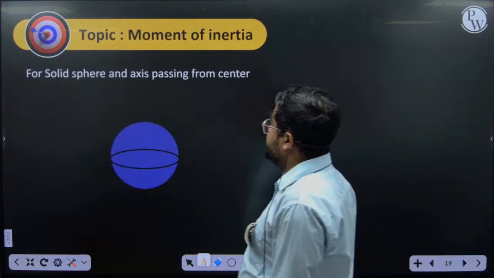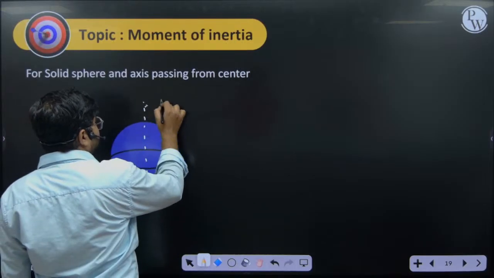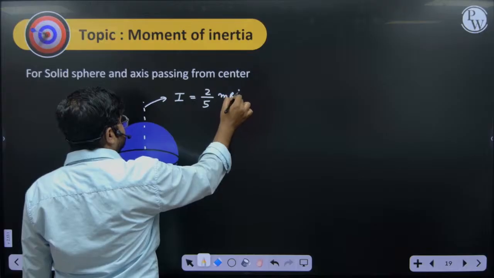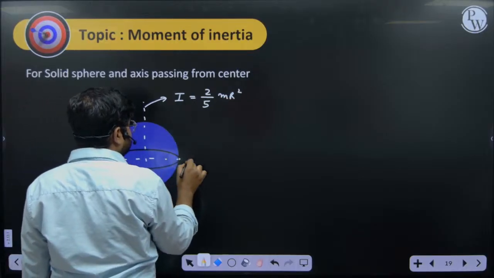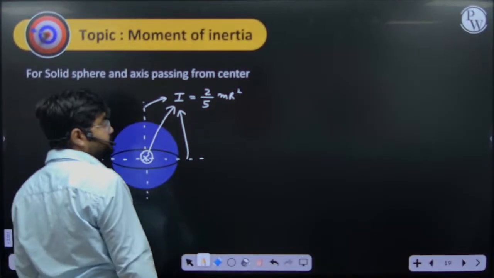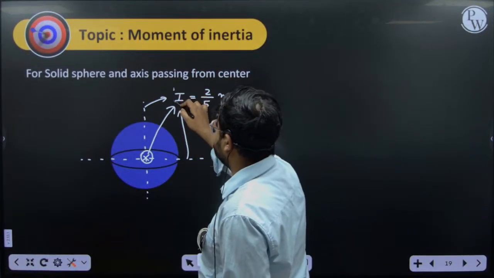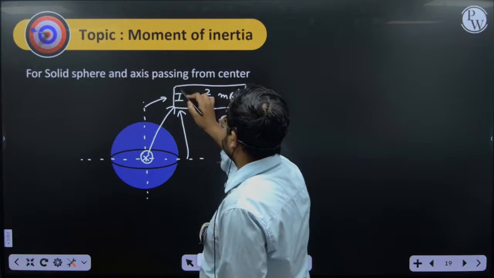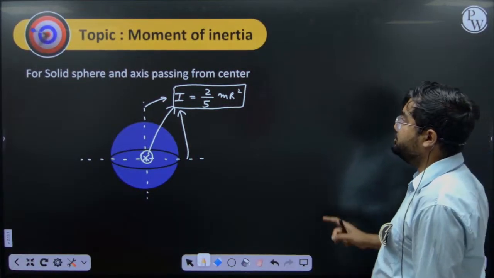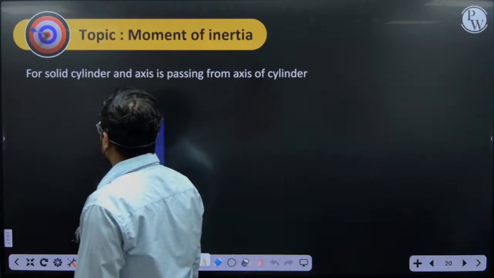Next is solid sphere and axis passing from center. Similarly, it is 2 by 5 mr square. Again, this is also the same. This axis also the same. 2 by 5 mr square. You will have to memorize these results. And you can definitely expect one question in NEET from moment of inertia topic. It's a very important topic, very cost effective topic.